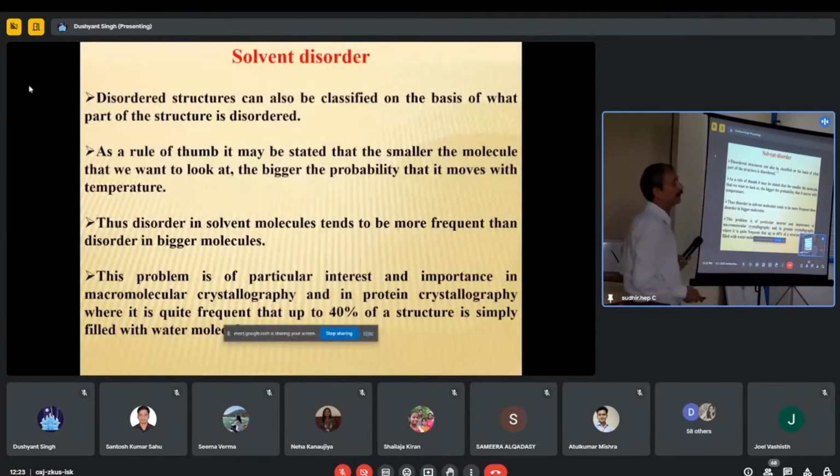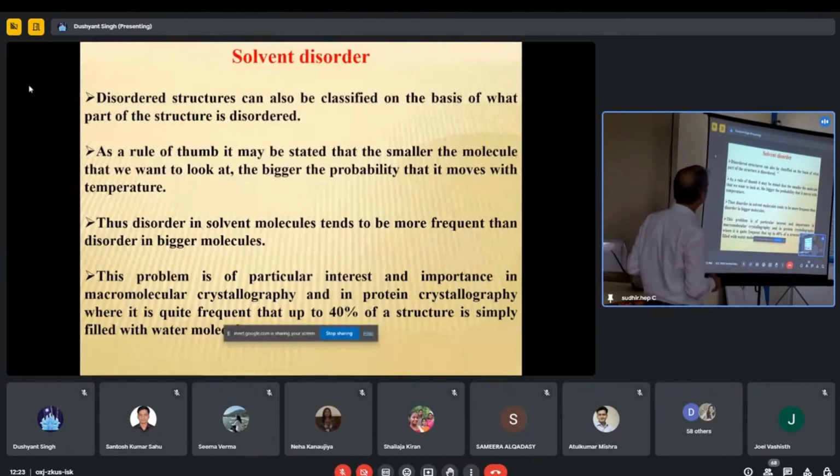Now solvent disorder, you have seen that mostly DMSO, whenever you crystallize your molecule in DMSO, 90% DMSO will come as a disorder. Or some water molecules in protein crystallography, for those who are doing crystallography in proteins or in large molecules, macromolecules, water molecule is showing disorder.